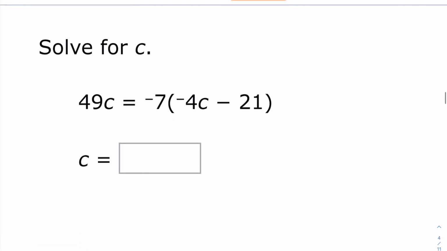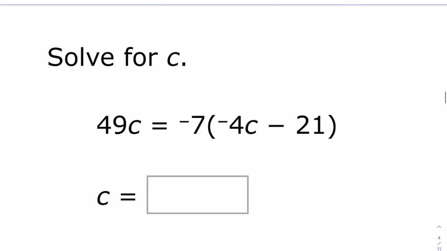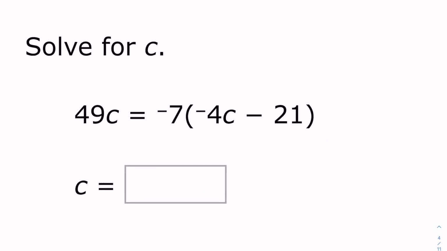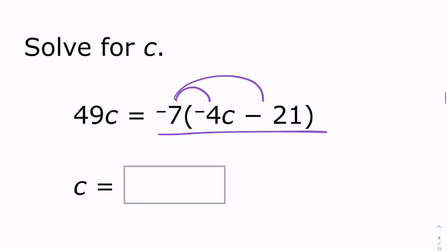All right, next one. In this case, we have 2 options. We can either use the distributive property first, or we can divide both sides by -7 to get rid of that -7. I think the best thing for us right now would be to try the distributive property first.